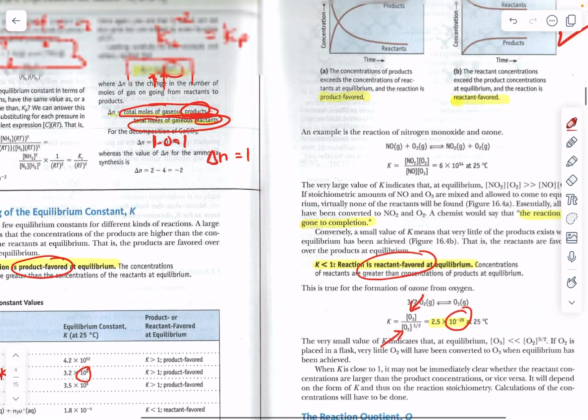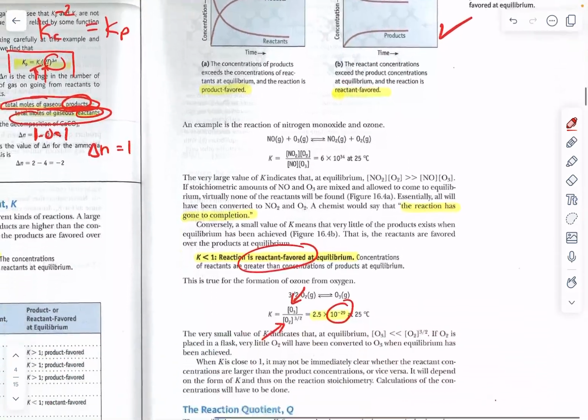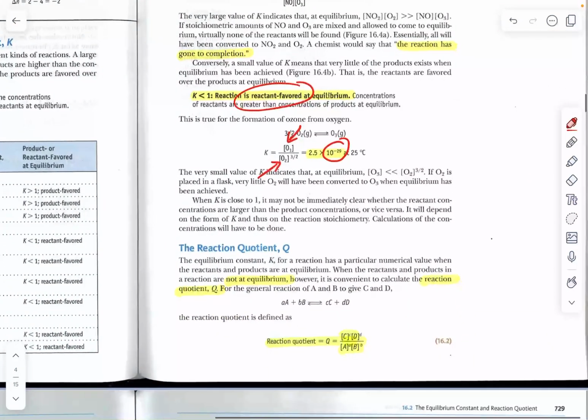And then we comment on the fact that you can get some very, very small values of K as well. If K is less than 1, then the denominator is bigger than the numerator, and that means you've got more reactants than you have products. And therefore, it is reactant favored.